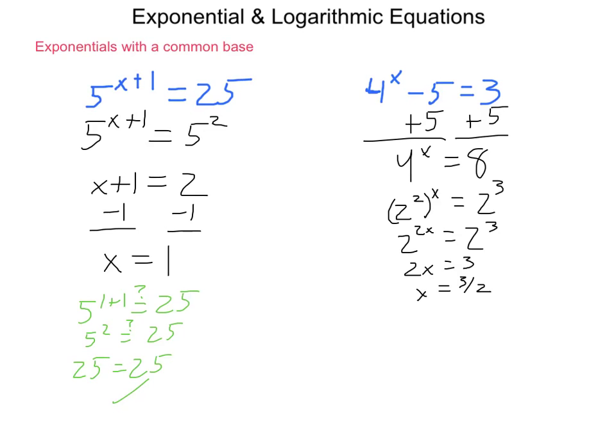And going through to check this, 4 to the 3 halves minus 5 is supposed to equal 3. Well, 4 to the 3 halves, that's the square root of 4, which is 2, cubed. 2 cubed is 8. 8 minus 5 is supposed to equal 3, and I get 3 equals 3. So it checks out. Now, how does it work when we're dealing with items of uncommon base?